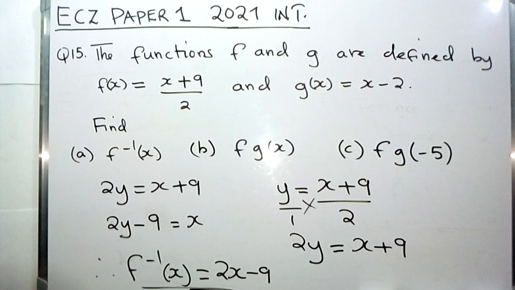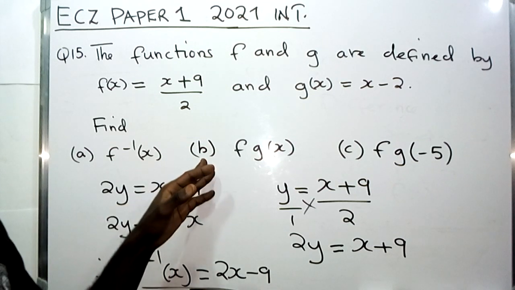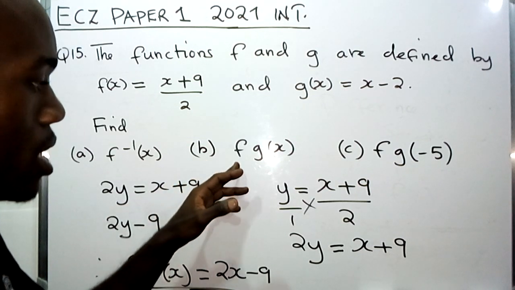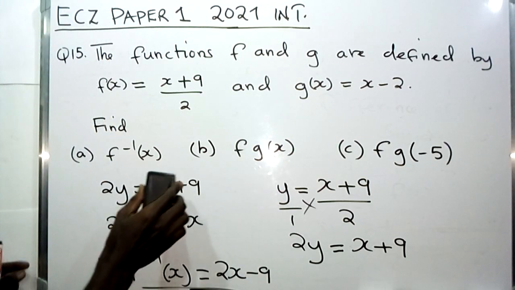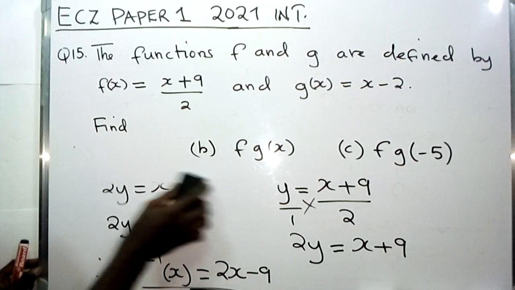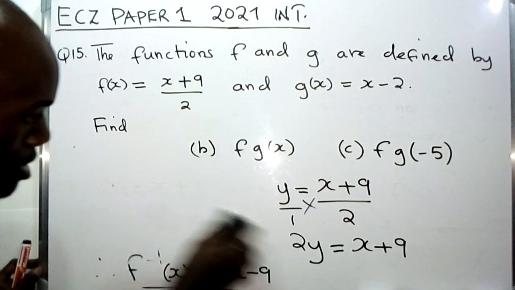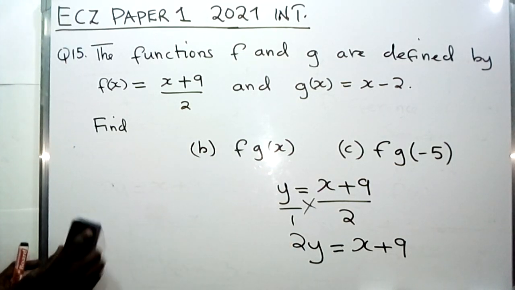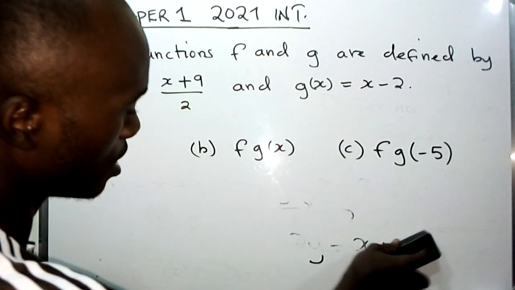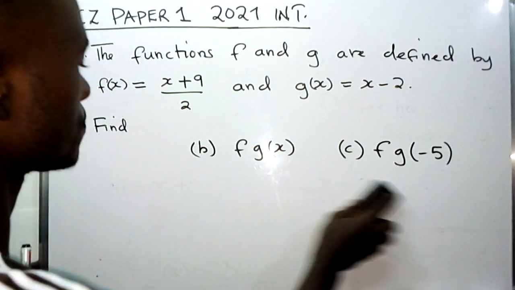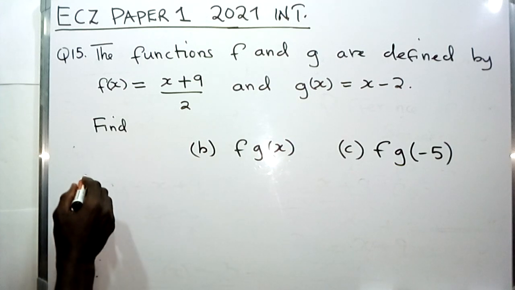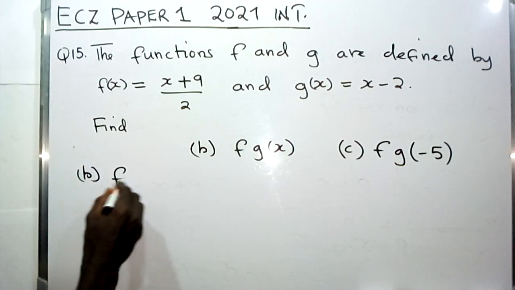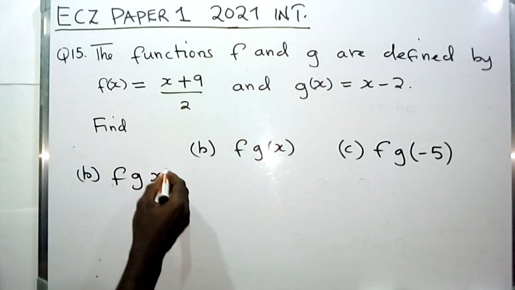Now let's quickly look at the other part of the question, part B, where we have to find fg of x. To do that, we are going to notice that we have two functions here, f and g. Okay, so now we are on part B. We have to find fg of x.